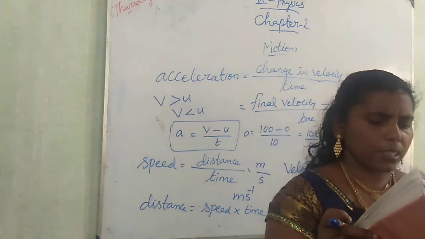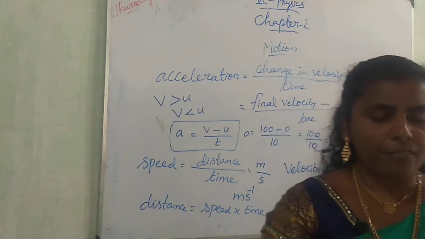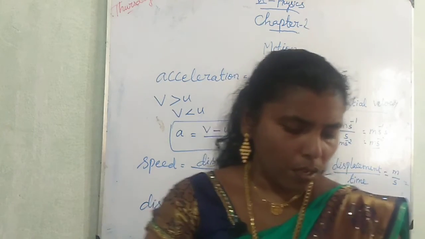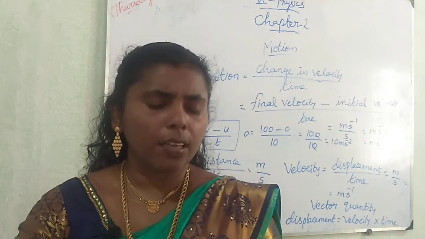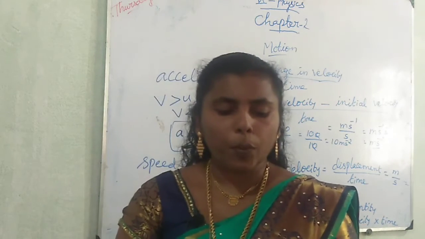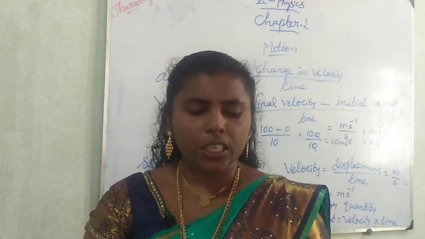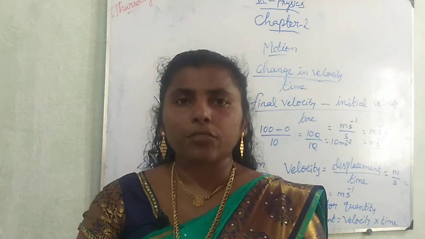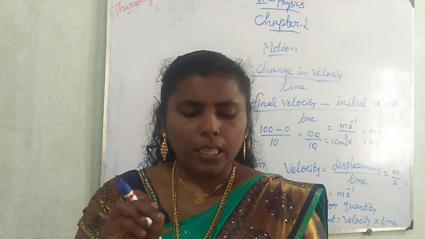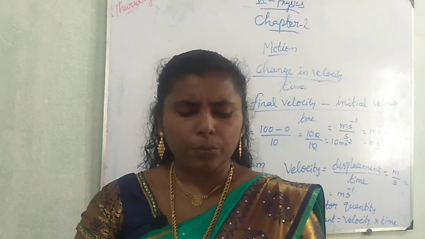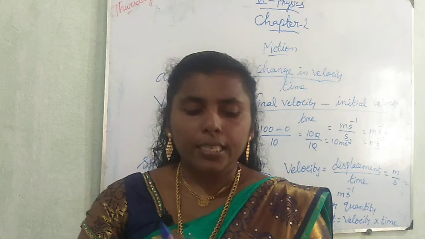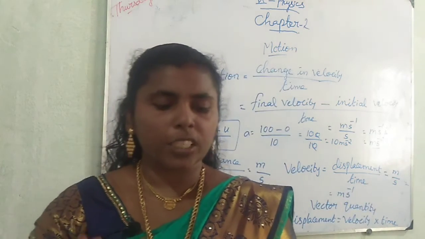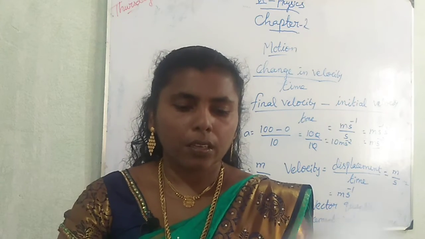Exercise 6, first one: define velocity. Page number 16, the velocity heading is there, or below that. Velocity is the rate of change of displacement. That is the definition for velocity. Just mark it. Then the unit of velocity is meter second power minus 1. It is a vector quantity. Then you have to write the formula: velocity equal to displacement divided by time.